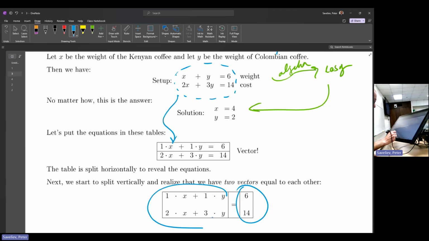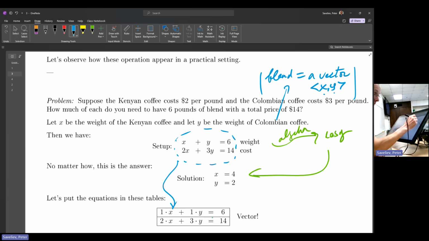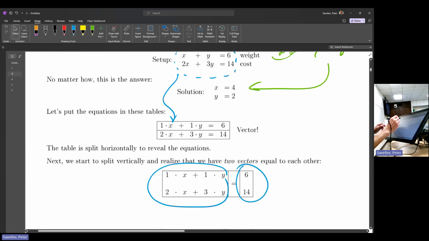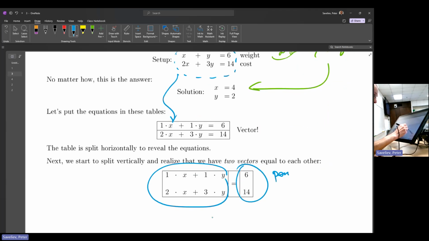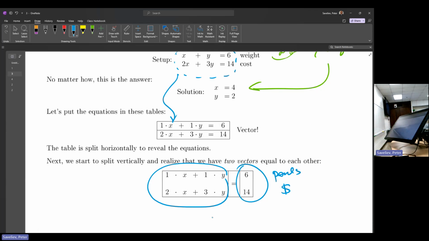We can combine any two numbers into a vector if we want to. If I say that (6, 14) is a vector, it is actually very different from (x, y), by the way. The blend is a vector (x, y), and both of them are in pounds. If I form the vector (6, 14) right here, then 6 is pounds, but 14 is dollars. So it's a different vector. Nonetheless, we can see how we can try to combine things together. Naturally, in linear algebra, it's simply more motivated by things.